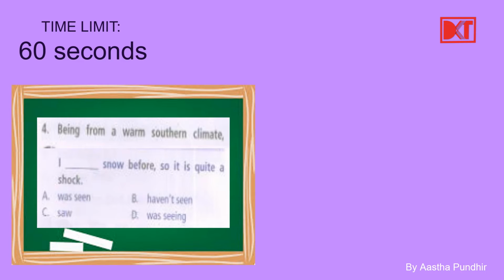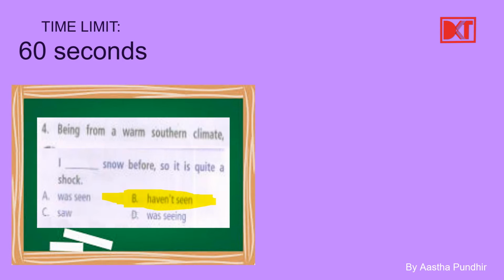Okay, here. Being from a warm southern climate, dash snow before, so it is quite a shock. A, I was seen snow before. B, I haven't seen snow before. C, I saw snow before. Or D, I was seen snow before. Now here, the correct answer is B. I haven't seen snow before.